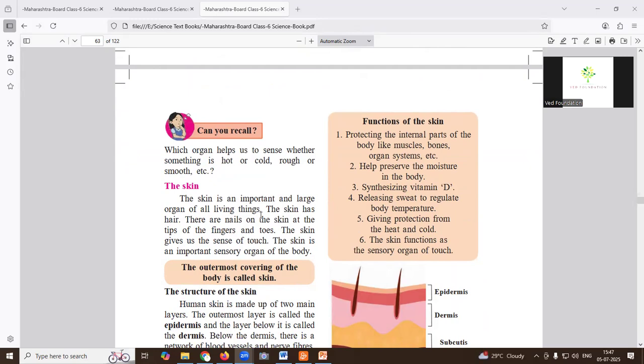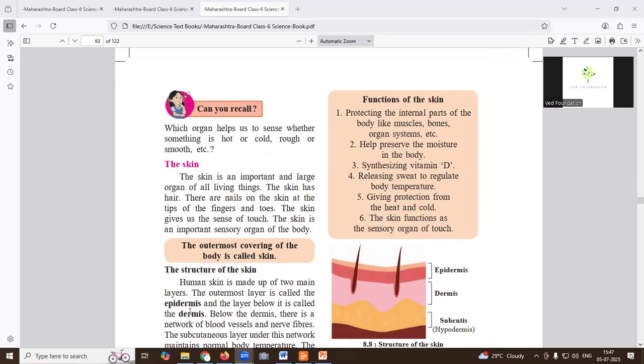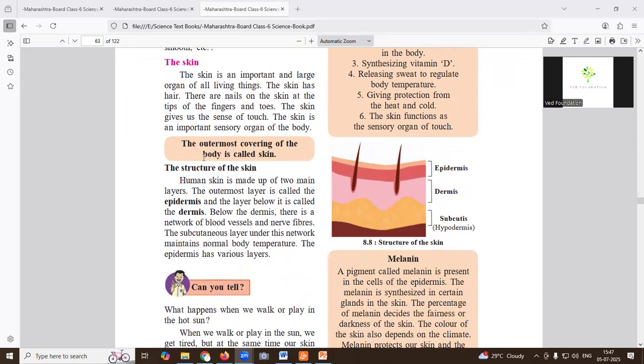Skin gives us the sense of touch. With the help of skin, we can feel hot, cold, smooth, hard, rough, etc. The skin is an important sensory organ of the body. Of the 5 sensory organs, one is the skin, and it gives the sense of touch. The outermost covering of the body is called skin. Let us study the structure of skin. This is the structure of skin.